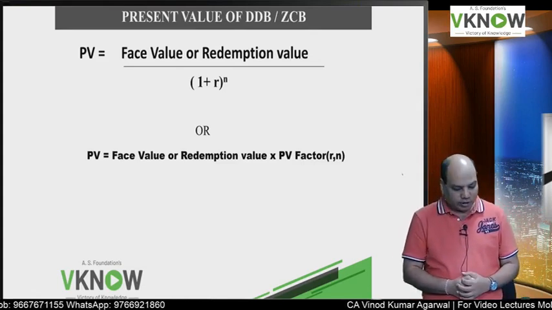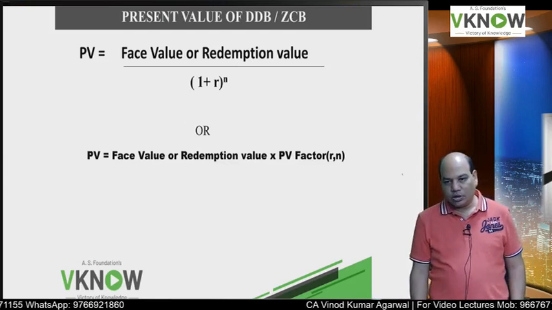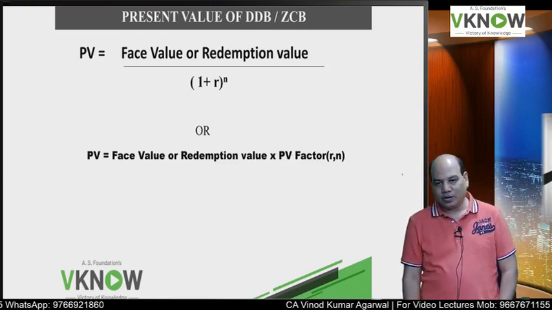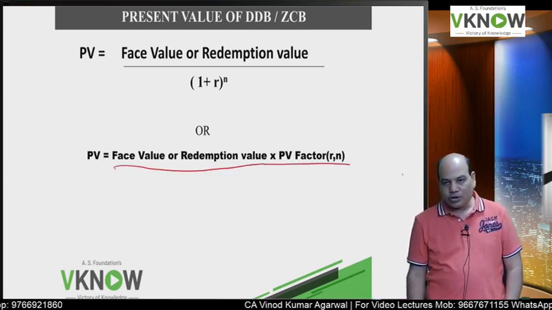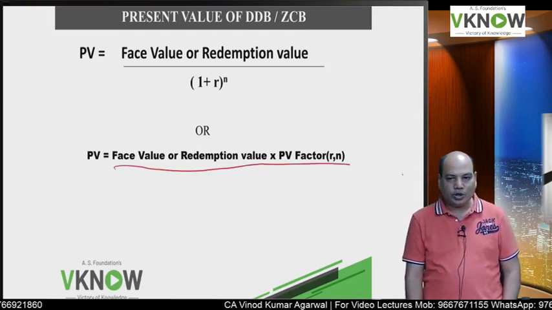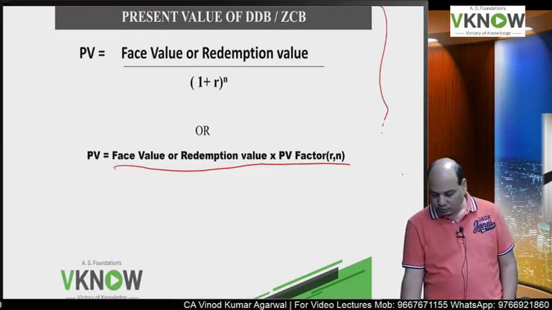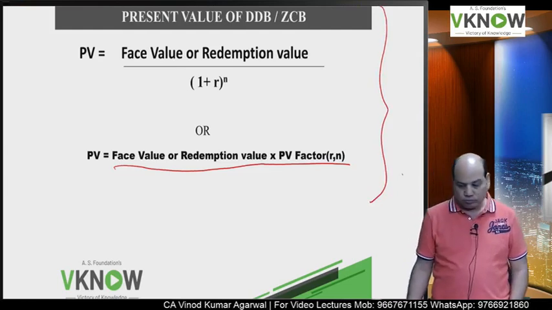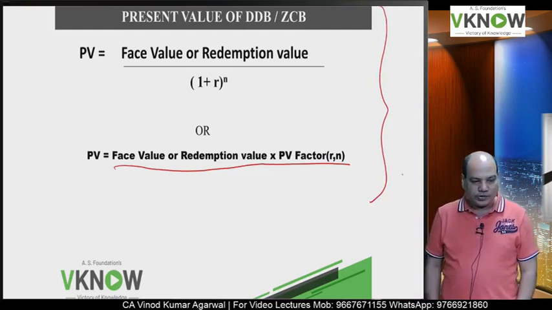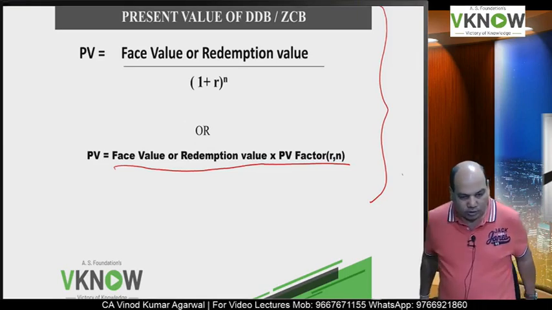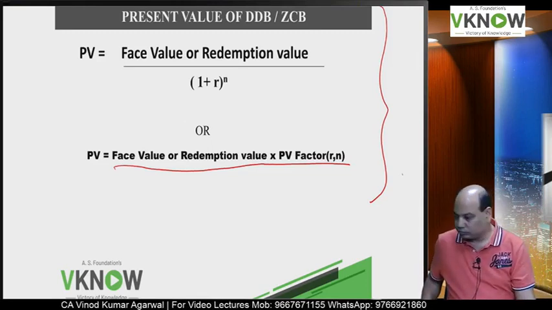If you see on the screen, it is equal to face value or redemption value upon 1 plus r to the power n, or if you want to use the factor, then present value or redemption value into PV factor. Okay, so just copy this much in the notebook, copy present value of DDB or ZCB.